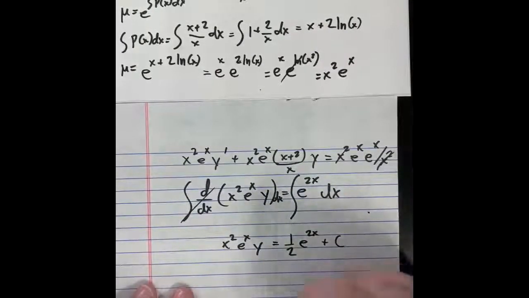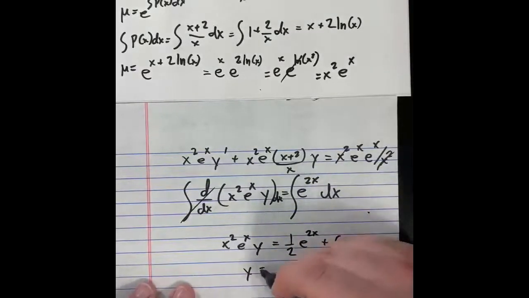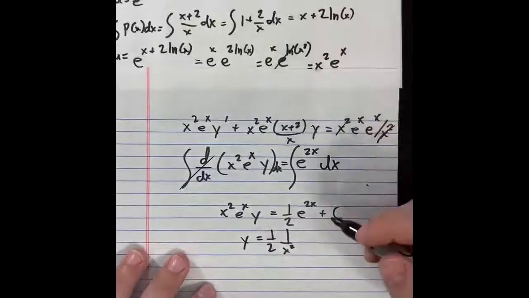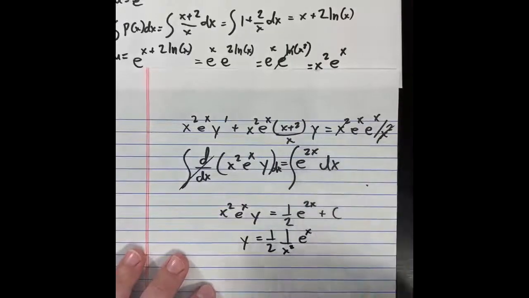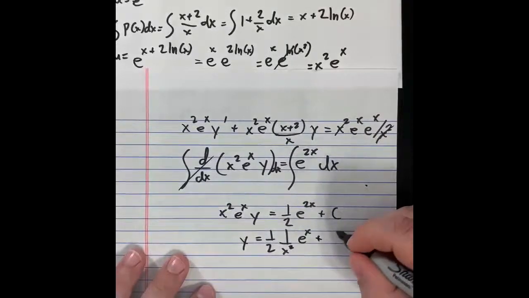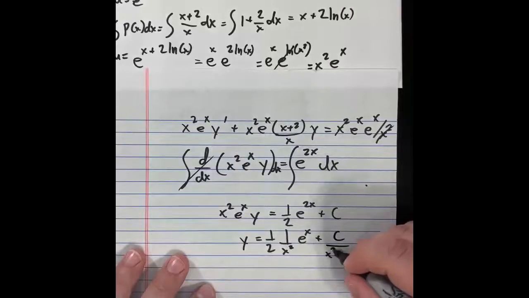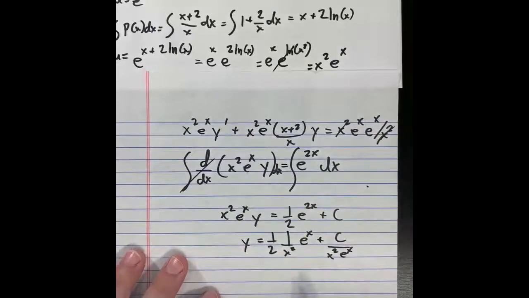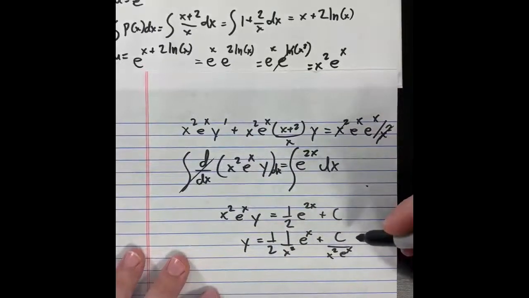Right, and so the last step then is just solve for y, divide that x squared e to the x across. And so you have 1/2, 1 over x squared e to the 2x divided by e to the x is going to be just e to the x. And then we have plus c over x squared e to the x. Okay, so that's our solution to the differential equation. It's a general solution because we have a constant c here.